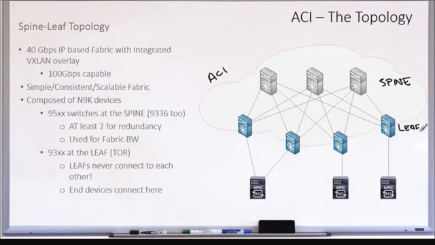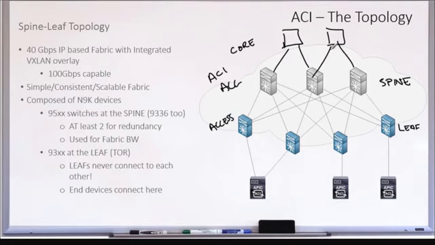ACI of course uses VXLAN, but with a smooshed down topology, rather than having that gigantic three-tiered architecture. Remember, with the three-tier, this would be our aggregation layer, this would be our access layer. Let me see if I can back that up. Let's go back here. This would be our access layer, and then this would be our core. So it changes a little bit with ACI, because now we don't have those three tiers. We're really just dealing with the two.